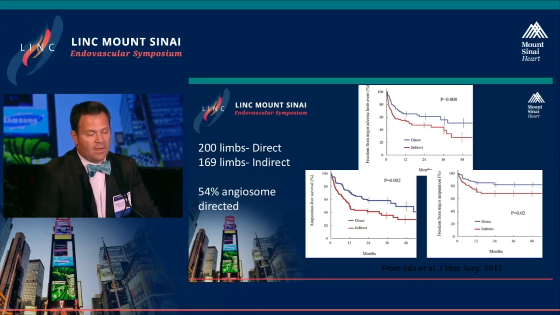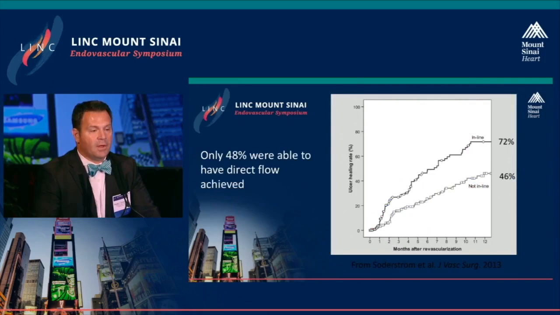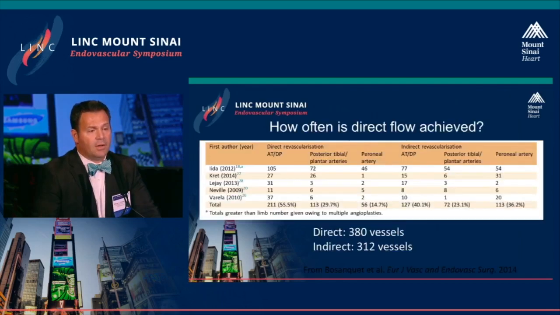Now, when you can achieve it, again, freedom from limb events, freedom from amputation, amputation-free survival in these endo studies all favor direct revascularization. But in the previous study, 54% of the time they were able to achieve it. In this study, which is a great study, only 48% were able to have direct flow achieved. Again, if you could, your 12-month healing rate was 72% compared to 46%. So no doubt that it seems to be a better strategy.